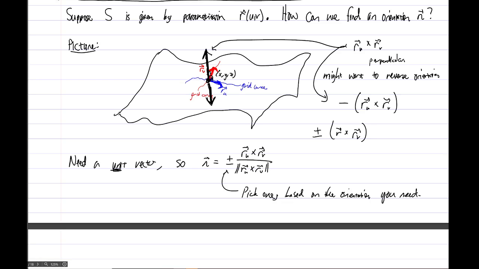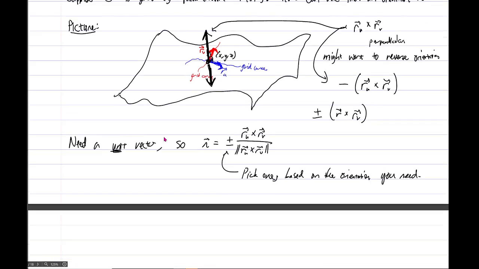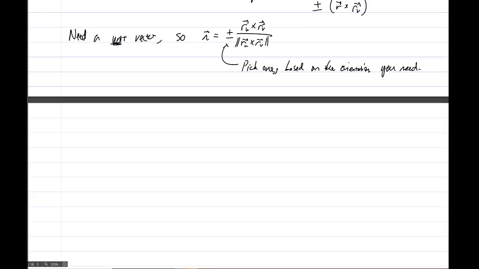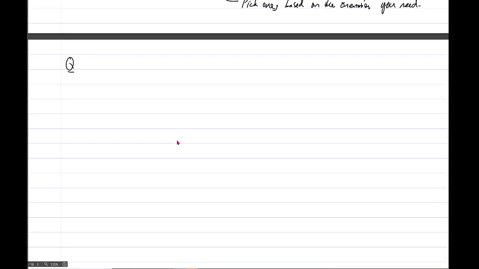Okay, and that's going to all depend on the specific problem and all that. So let's take a look at an example. Question: let capital S be the sphere of radius 7 centered at the origin.